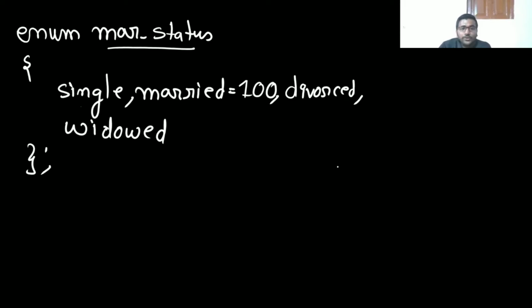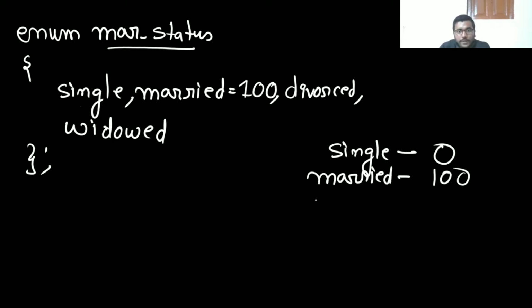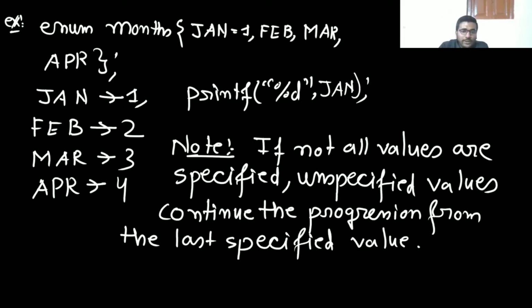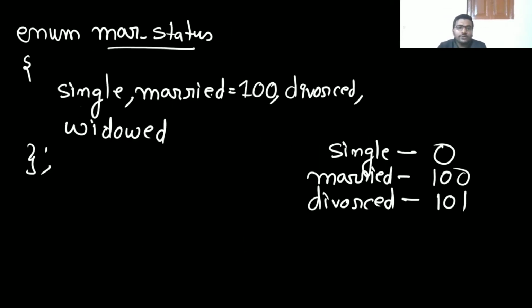If you print only single, it will give 0. Married will give 100. Divorced will give 101, because it will increment by 1. It says that if not all the values are specified, the unspecified values continue the progression from the last specified value. So the last specified value is this, and from this it gets the progression. Divorced will get 101, widow will get 102.